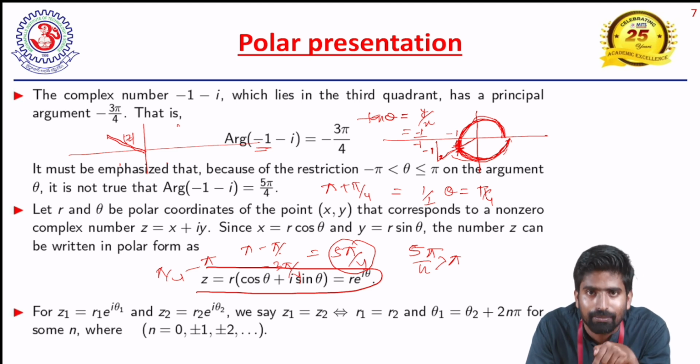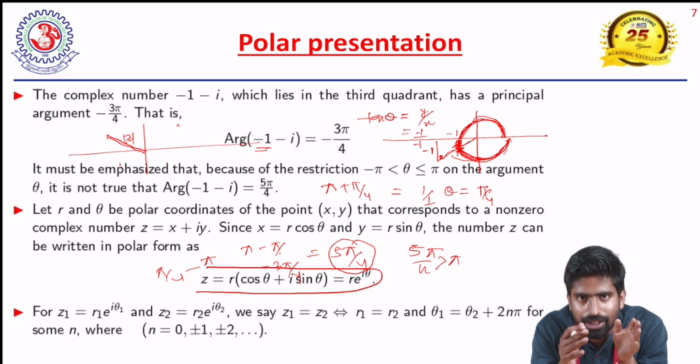Now the third form that we got is the polar representation of a complex number. So given any complex number, I can always represent this complex number z equals r e to the power i theta, where theta is nothing but the argument of z. And what is r? r is the radius vector of the complex number.